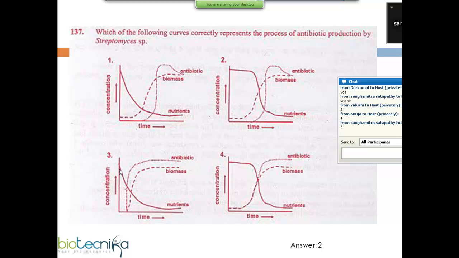And in 3, the biomass is not always high, because antibiotic will never be produced in the exponential phase. It will be produced only in the stationary phase. The option is 2.